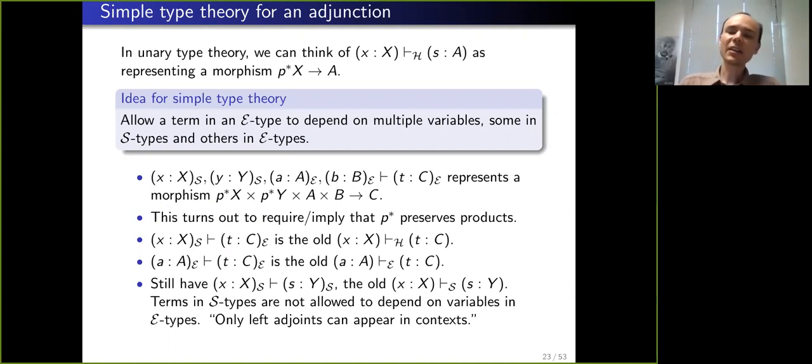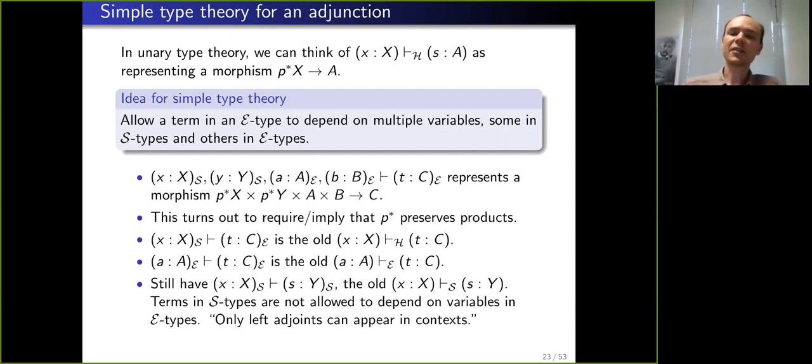So I'm going to come at this from a slightly different direction. Instead of the semantic perspective, first I'm going to talk about the syntactic version. Instead of thinking about heteromorphisms, we can think about these heteromorphism judgments in terms of the left adjoint. So a heteromorphism from X to A is the same as a morphism from P upper star of X into A. And so in the simple type theory, a way to think about that in this language is that we can allow the types in the context to be either S types or E types. So I'm going back to the case of a single adjunction. Sorry, I should have said that, which is the simpler one to understand.